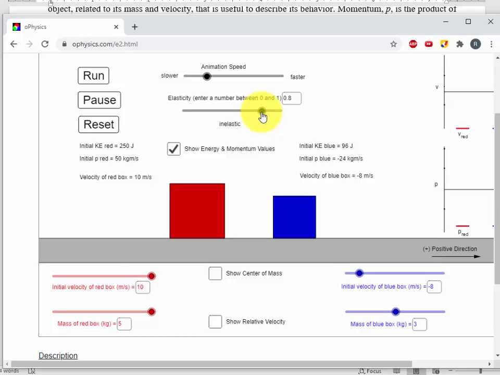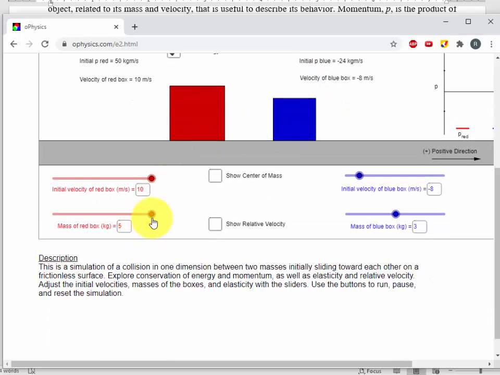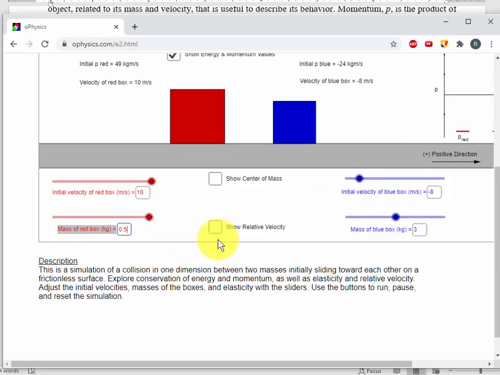The first thing I'm going to have you do is take this slider right here and turn it up to perfectly elastic. I'm going to have you mess around with these guys. You can just enter things directly in, so you can go ahead and enter that in. And I'm not going to mess around with these.